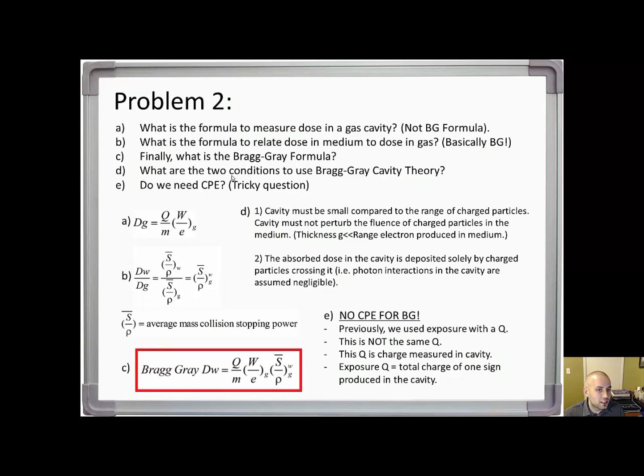So why don't I need CP in this case to relate the two? Well, it's actually a trick question. That's because this Q in this formula to calculate dose in gas is not the same as the other Q in exposure relating that to dose. So this Q in dose in gas is charge measured in the gas cavity. The other exposure Q is the total charge of one sign produced in the cavity. So it's a very tricky question.